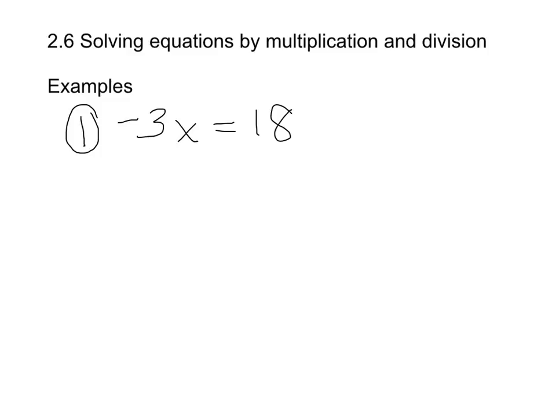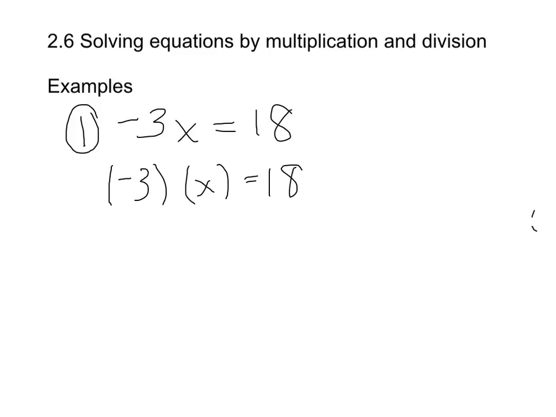Like addition and subtraction, we have to do the opposite or the inverse operation. I know this is really hard to picture, but right now we are doing negative 3 times x. So I'm going to write that like this so we don't get confused: negative 3 times x equals 18.